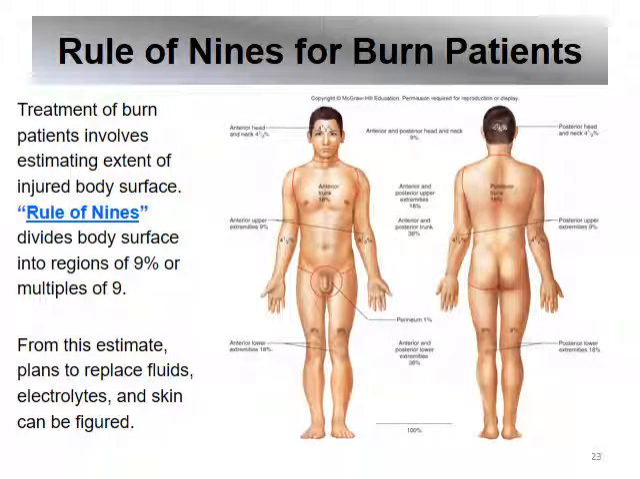Rule of nines, what they did is to determine, or I should say estimate, the amount of the burn on the body. They basically divided the body surface into these regions.